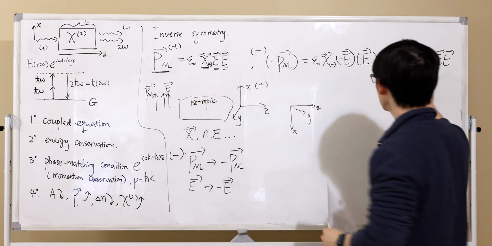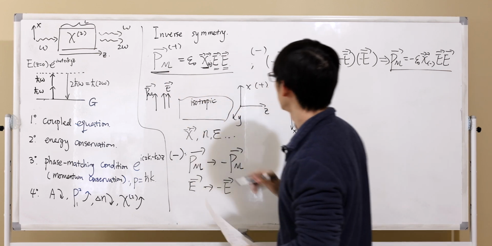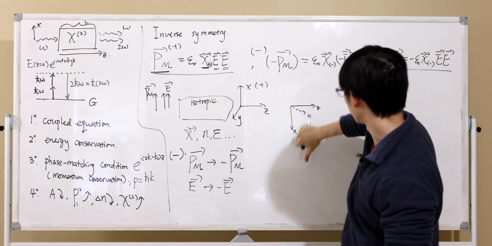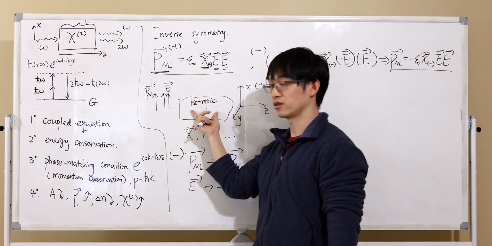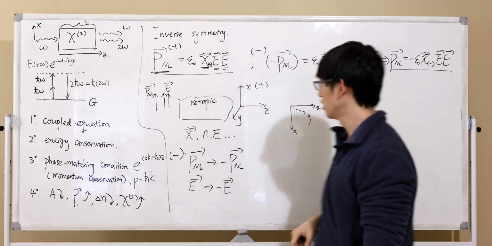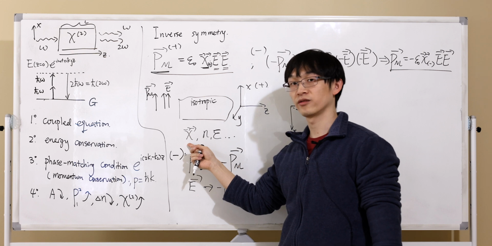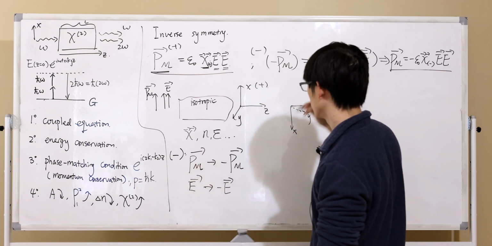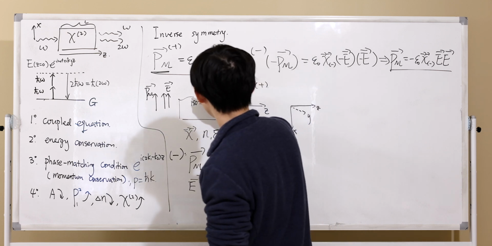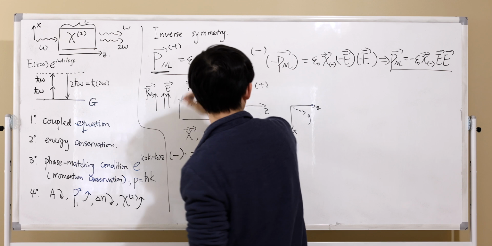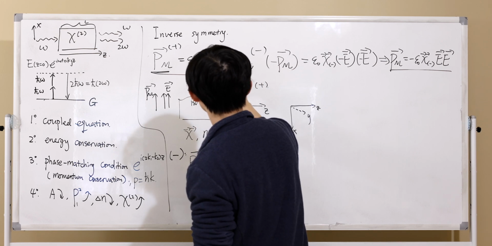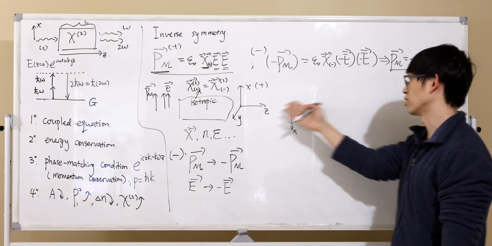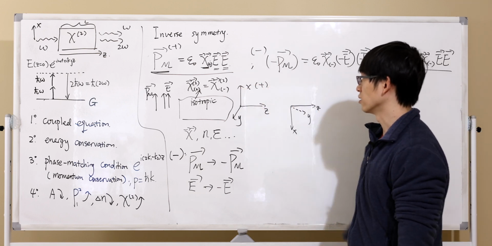So now you get two equations that look almost identical, but they're just off by a minus sign. This is in this coordinate, this is in this coordinate, and because the material here is isotropic, no matter in which coordinate, its nonlinear coefficient is the same. If you could measure a difference, then the material is not isotropic. So because it's isotropic, chi2 in the plus coordinate equals chi2 in the minus coordinate. What it means is chi doesn't depend on your coordinate.